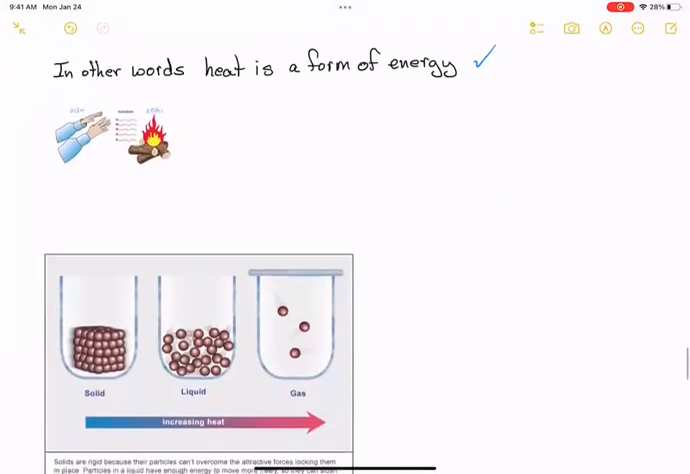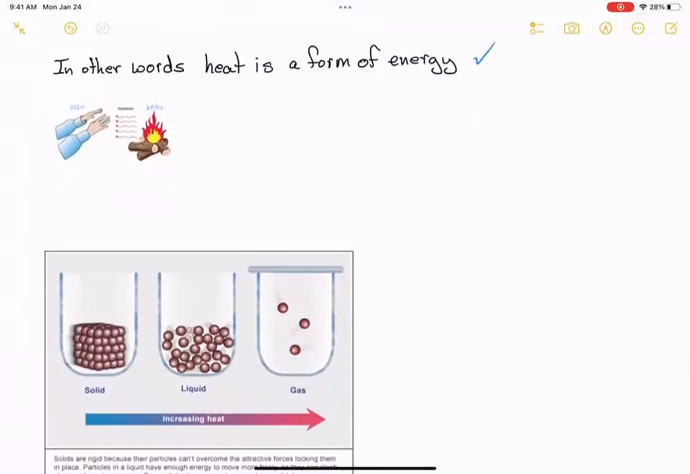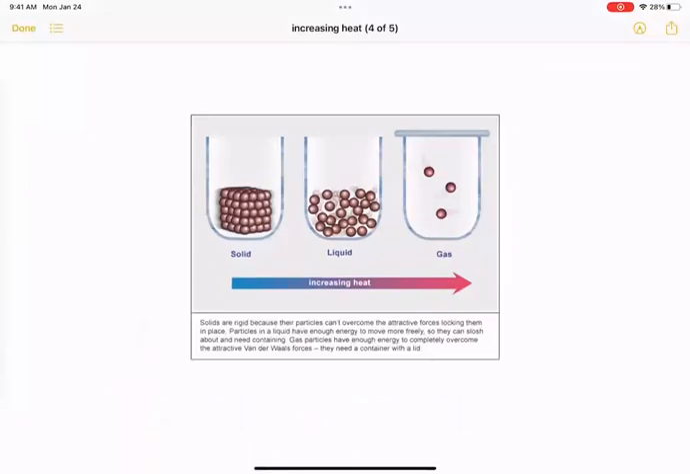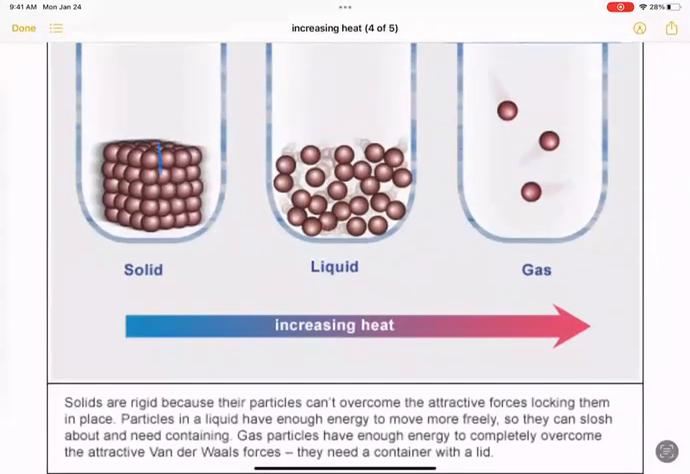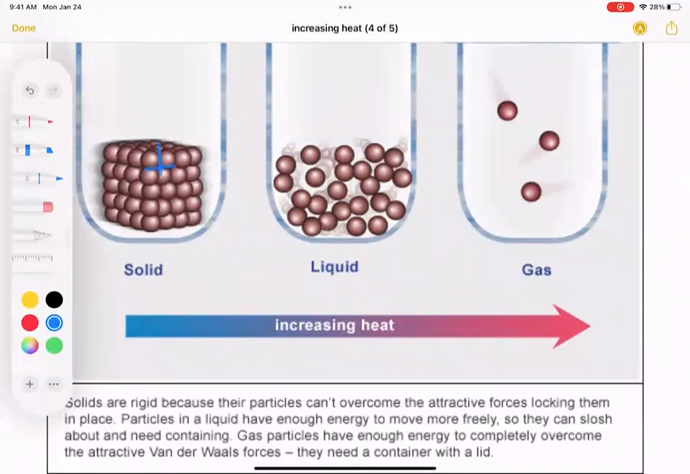Now, with respect to molecules, as you add this heat, what it does is it causes the molecules to move faster. And as these molecules move faster, they can break the intermolecular forces that are keeping them together. In other words, they can actually tear apart these forces that have kept them together. So as you add heat, you are tearing apart those forces that keep these molecules together. And the molecules start moving faster.